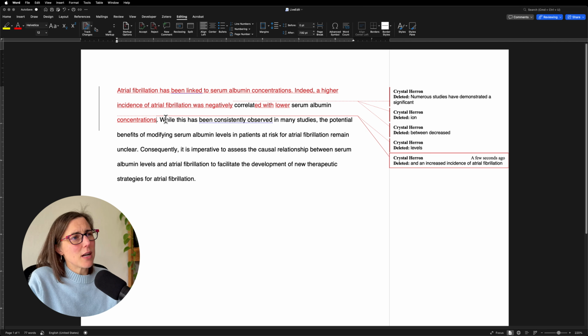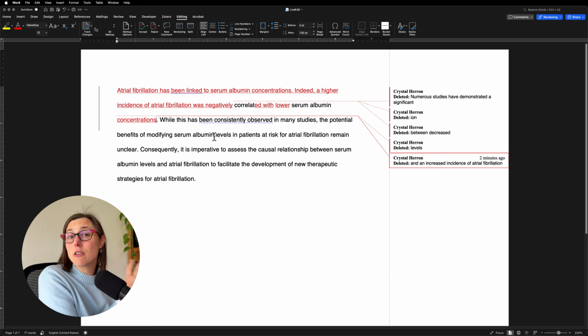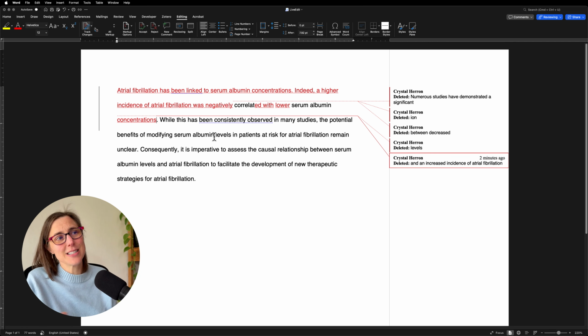So that's one thing I'm keeping in mind. And then we have the isolated pronoun "this" without a clear subject. So "while this" what? What is it referring to in this sentence? Is it the incidence of atrial fibrillation? Is it lower serum albumin concentrations? Is it the negative correlation? We don't know for sure. This means that the reader has to guess, or read the previous sentence to figure it out, or carry the cognitive load of that sentence into this sentence. So we would want to add a clear subject to it.